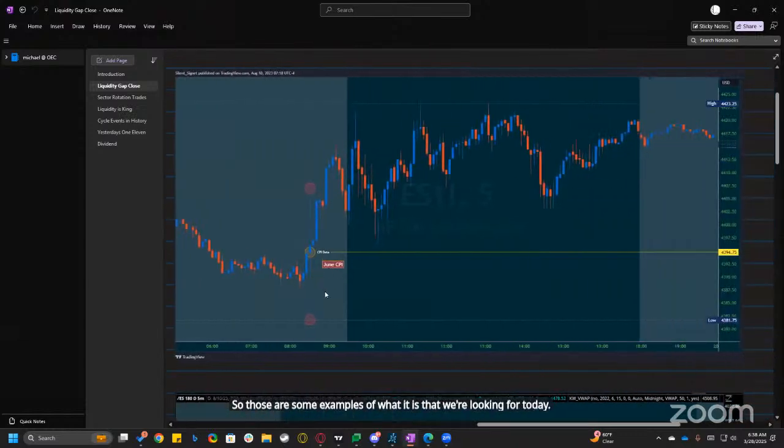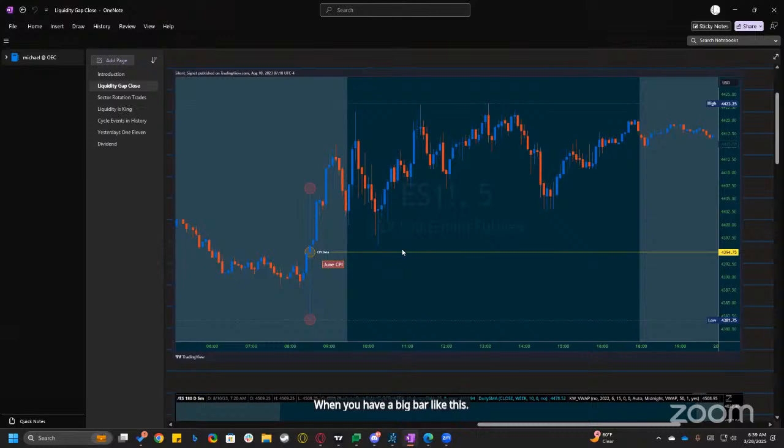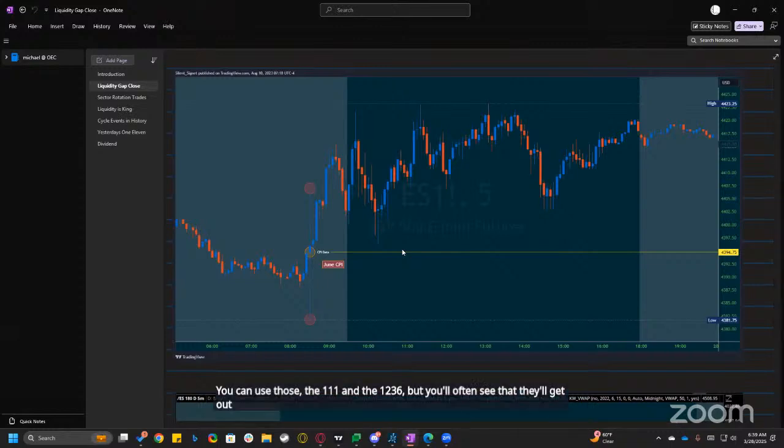What we don't want to see is something that looks a lot like this. Big wicks on each side, price closing very near to where it opened. That's not a gap close trade, but it is a really big signal bar. So we can measure that entire range, and we can project to the upside half of that range and then 100% of that range. While usually I use something like 111 and 1236, when you have a big bar like this, you can use those, but you'll often see that they'll get outrun. They'll just be run over.